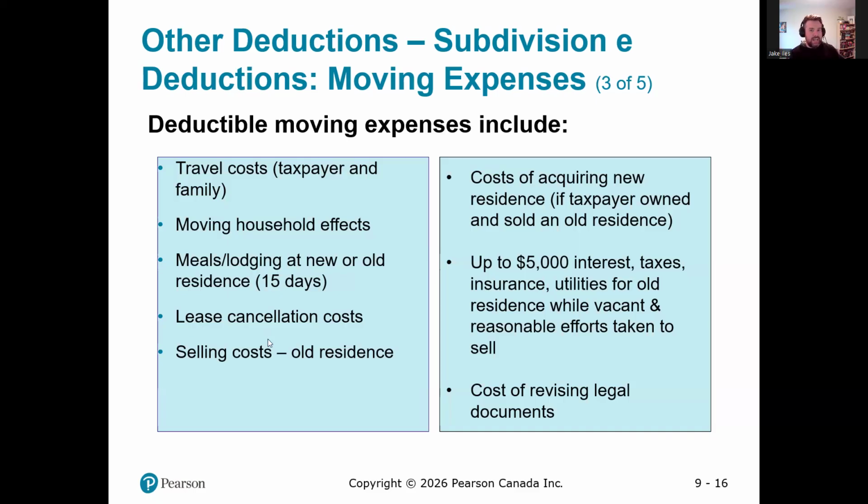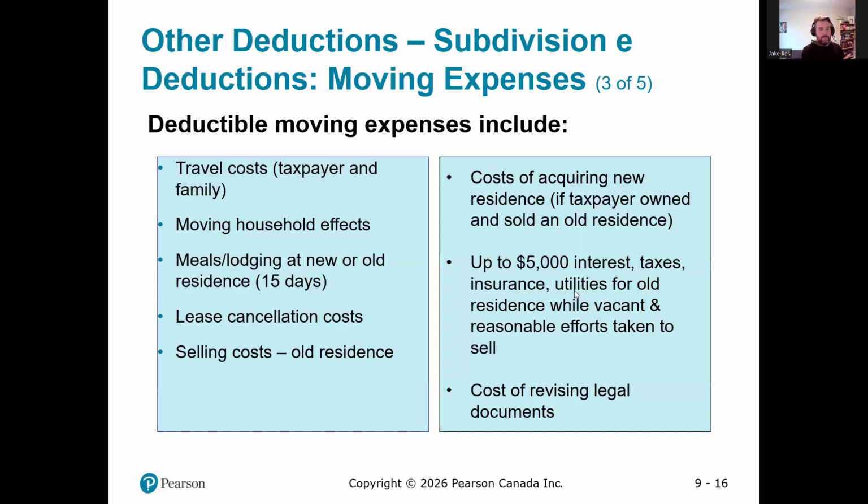Costs related to getting rid of your old place. So selling costs, if I had to sell a house and I'm paying commission, lease cancellation costs, I'm moving out of my apartment, so there's a penalty I have to pay. Because it's directly related to my moving, that can be deducted. And the cost to acquire a new residence, legal fees, land transfer tax. Up to $5,000 of interest, taxes, insurance, and utilities for old residence while vacant.